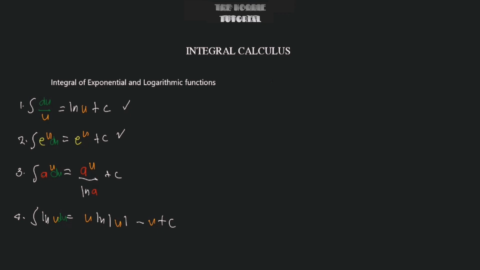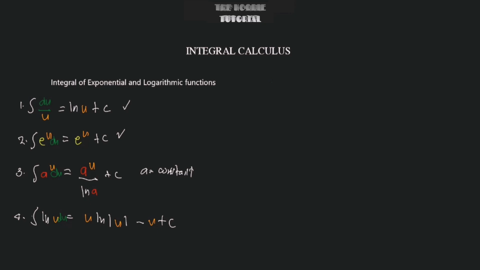And then number 3, whenever we have to integrate a to the power u du, where a right here is a constant, or it could be any real number, and that is raised to some function or some term u, that's just equal to the constant or the whole number raised to the power of that u, over the natural logarithm of that constant or real number, and then never forget plus c.